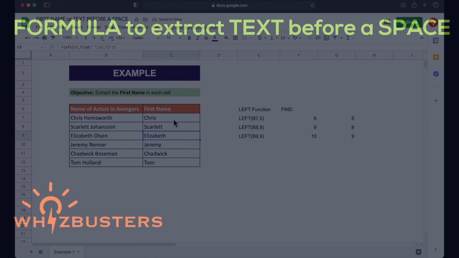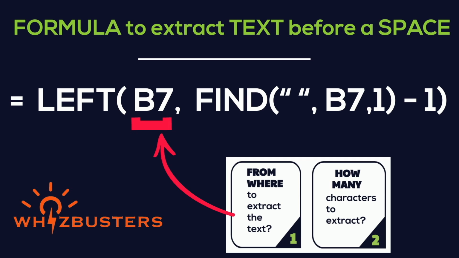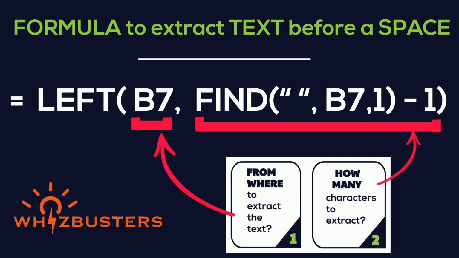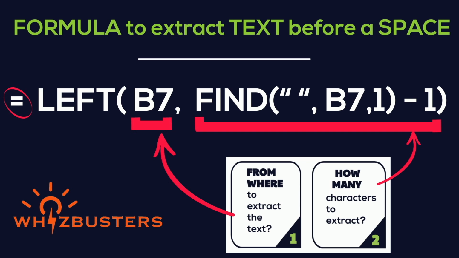Awesome. As a quick recap, the formula to extract the first name or text before a space is here. This is our first parameter in the left function, and this is the second parameter in the left function. You can replace the cell B7 with your specific cell which references the text. And don't forget to put an equal sign before the function name.